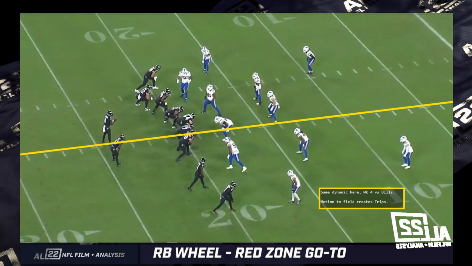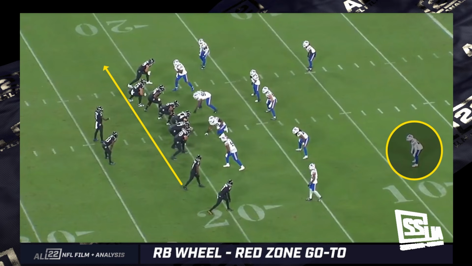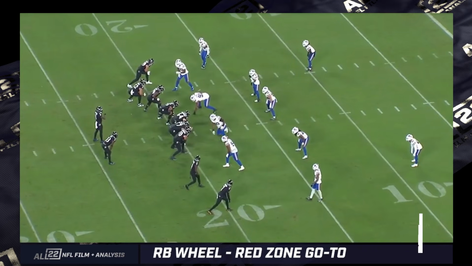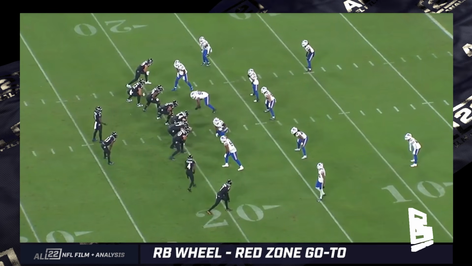The same dynamic exists here for the Ravens against the Bills in week 4 of 2024. You see the ball's on the right hash, 2-by-2 set initially from 21 personnel. So watch what the safety does when Zay Flowers motions through. A big part of this, if you ask me, is offensive coordinators, offensive staff, understanding what they're going to get from a particular coverage in a part of the field.